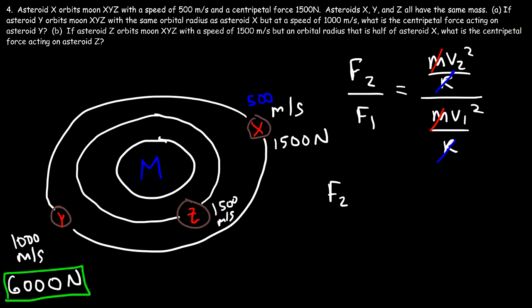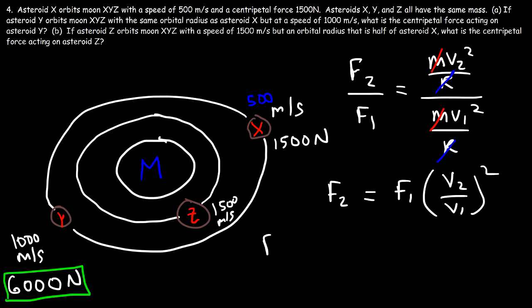So F2 over F1 is equal to V2 squared over V1 squared. This is the formula that you want to use. Now, if you want to solve for F2, multiply both sides by F1. So F2 is going to be F1 times V2 squared over V1 squared. Or you could just write it like this if you want. V2 over V1 and then square it.